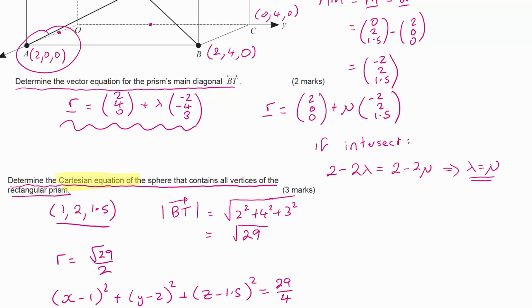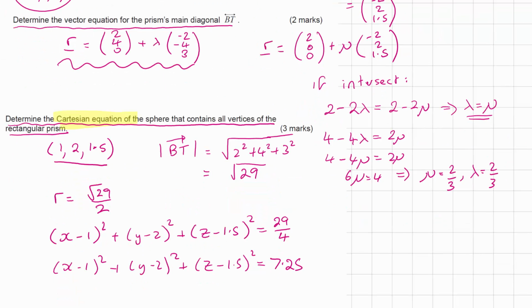Using the j components, 4 minus 4 lambda is equal to 2 mu, which means that 4 minus 4 mu is equal to 2 mu. Let's tidy that up. That gives me 6 mu equals 4, and that means that mu is 2/3, and therefore lambda is 2/3.